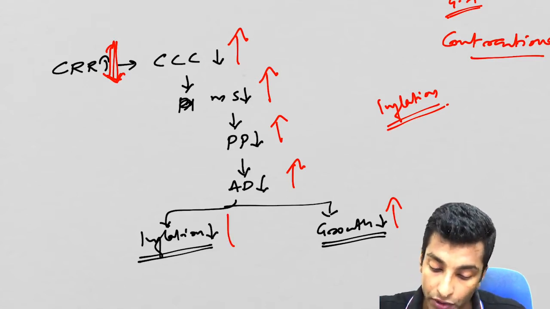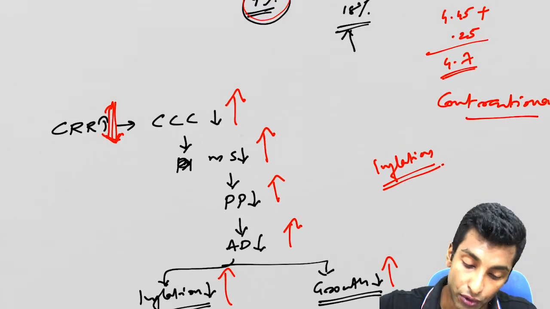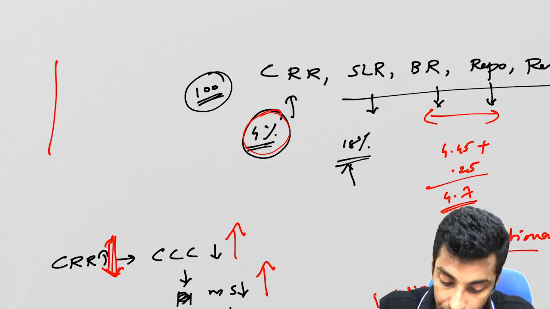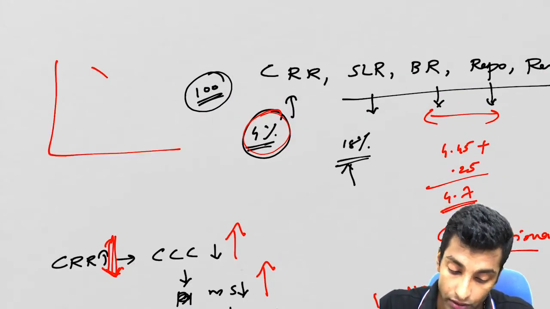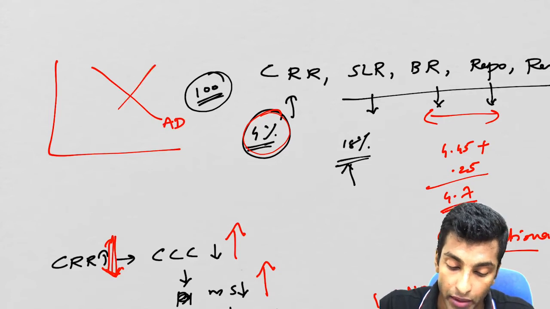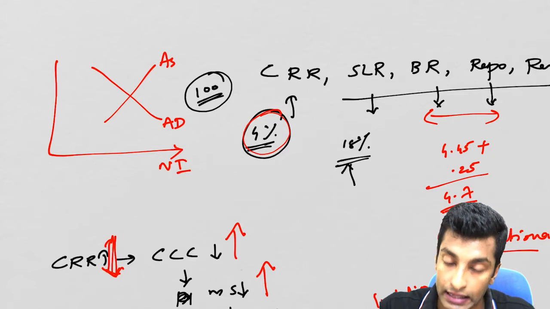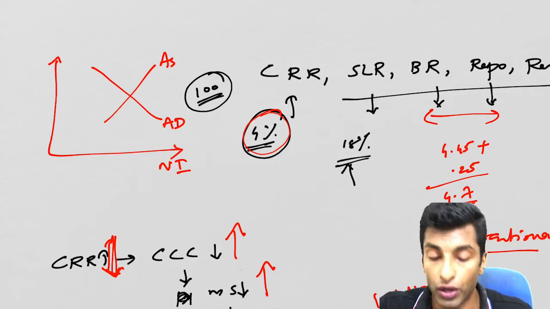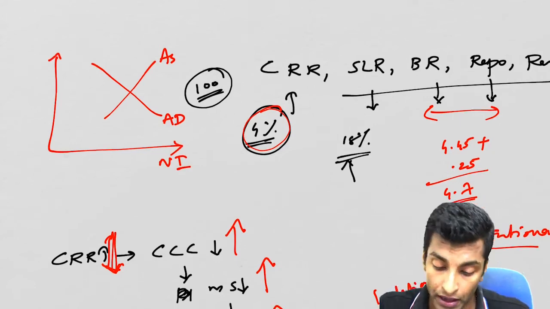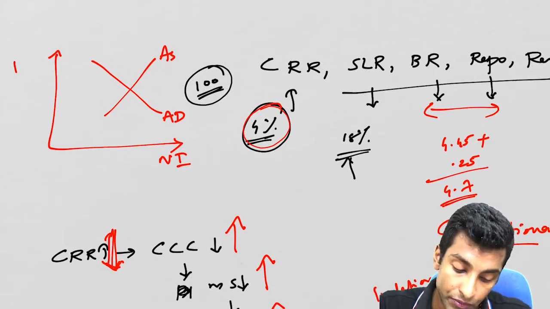But what will happen with inflation? Inflation also will increase. I have already shown you with this diagram. So let's say here we go for the demand curve, aggregate demand. Here we will go for the supply curve. So this is the national income on the x-axis, and on the y-axis we go for the price levels, average prices.